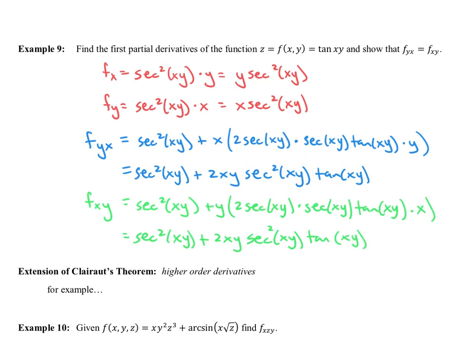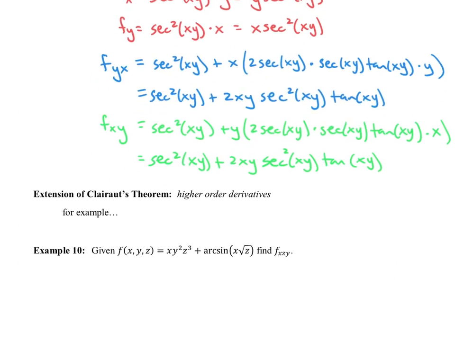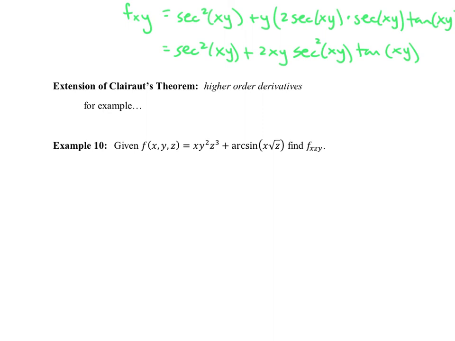Okay, so Clairaut's theorem obviously helps us with this type of situation where if we were asked for that particular derivative, we wouldn't have to do it both ways. We could just do it the one way. We know it's going to be true, but it also helps us for the higher order derivatives. So for example, let's say that you were trying to calculate f_xxy. That's actually the same thing as f_xyx, and the same thing as f_yxx. So it may help us.